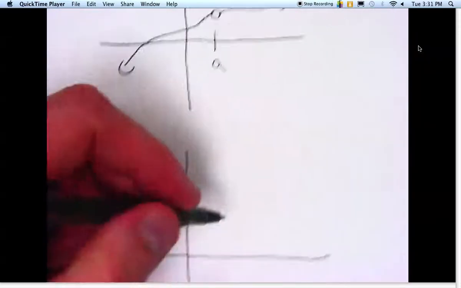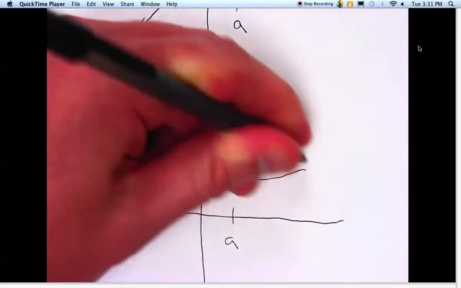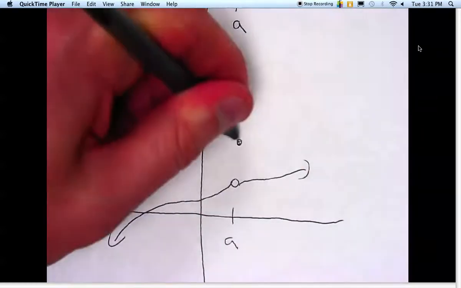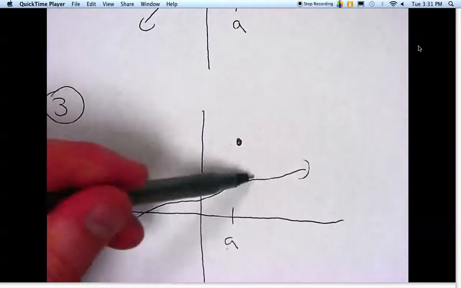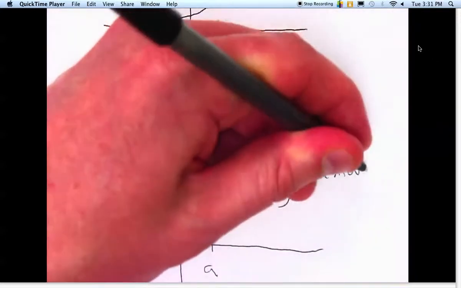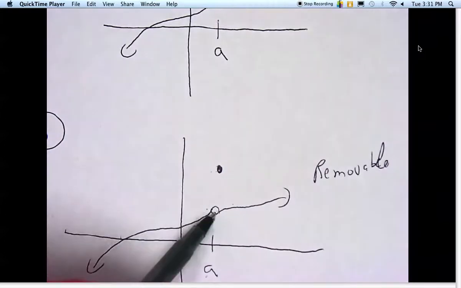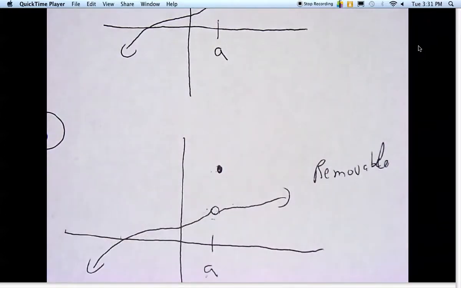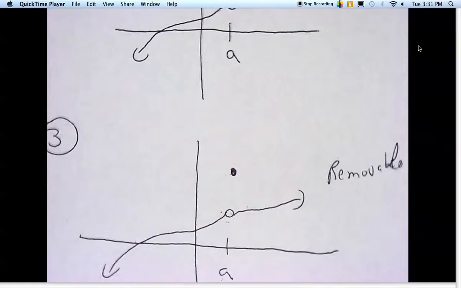That's basically the same as problem 2. You get the hole so that the limit exists, but then you just put a closed circle somewhere. So now condition 1 is true, function's defined. Condition 2 is true, the limit exists, but condition 3 is not true. The two things are not equal. This is also called a removable discontinuity because you can simply redefine that point by moving that closed circle down. Okay, so that's 1, 2, and 3.